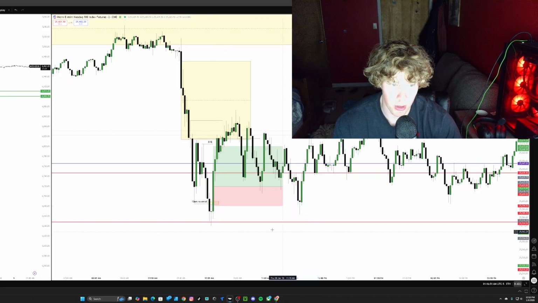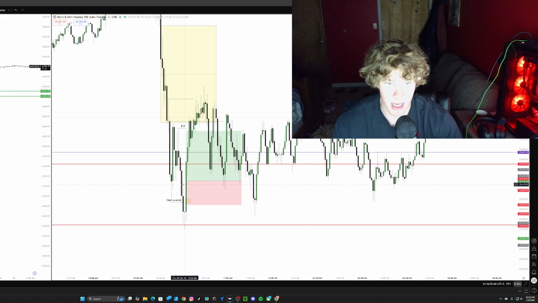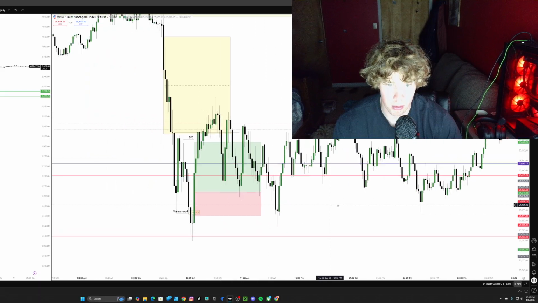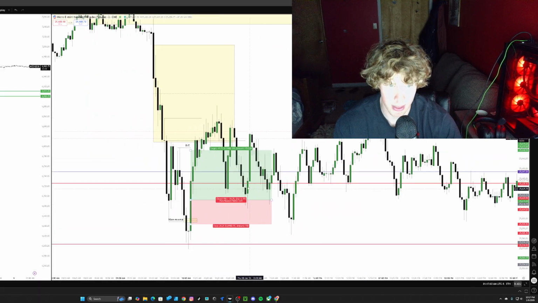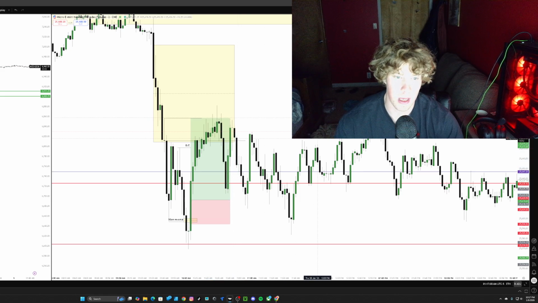I did my stop just below the inversion, just because we had such great V-shaped momentum. I really didn't see it coming back down. It was more of a breakaway gap. And then my take profit was simply this internal high. So that was our trade. I think on this one we made about $100.